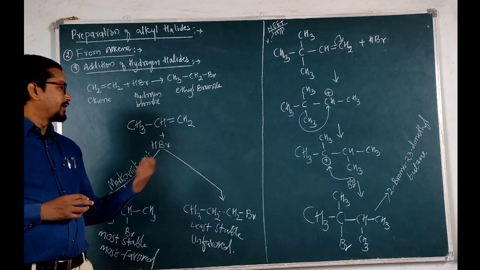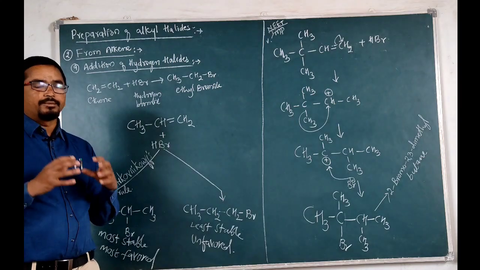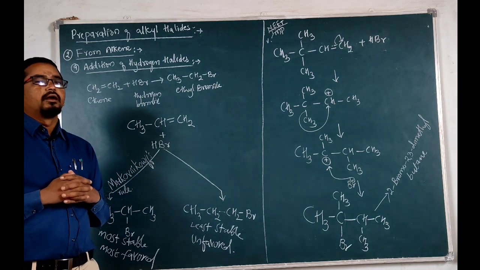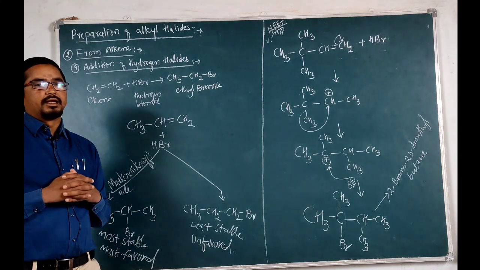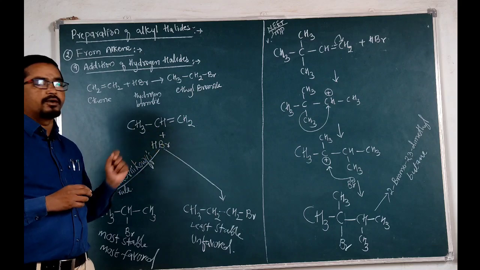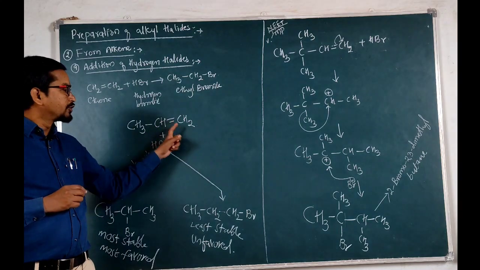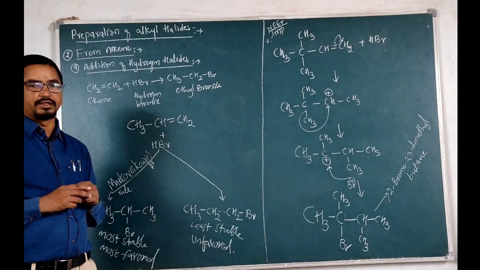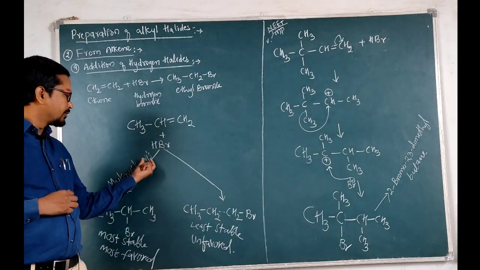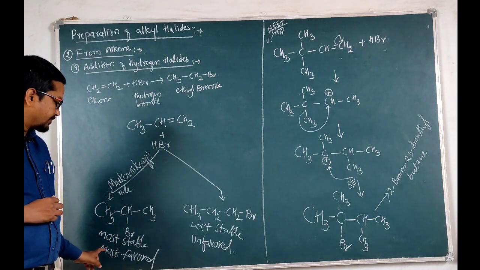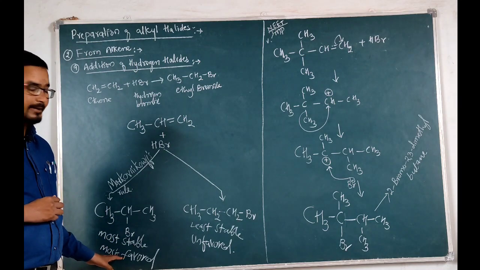Here we apply Markovnikov's rule. What Markovnikov's rule says is that whenever we add a reagent to an unsymmetrical alkene, the negative part of the reagent goes to that doubly bonded carbon which has the minimum number of hydrogen atoms, and the positive part of the reagent goes to that doubly bonded carbon which has the maximum number of hydrogen atoms. So according to Markovnikov's rule, we get 2-bromopropane, which is the most stable and most favored product.